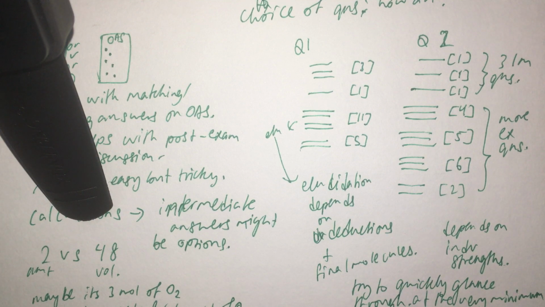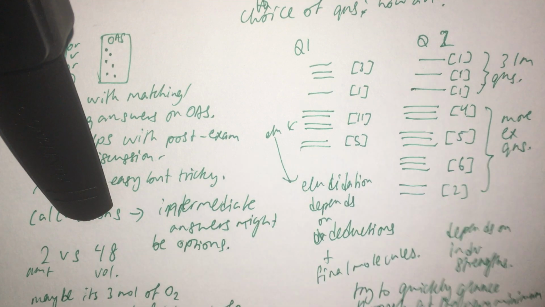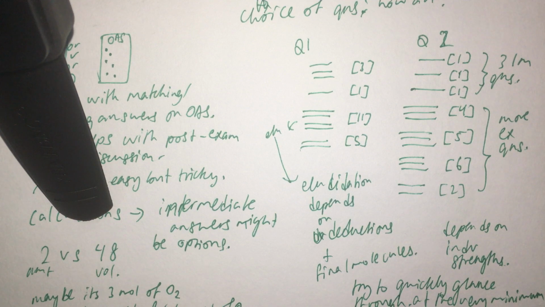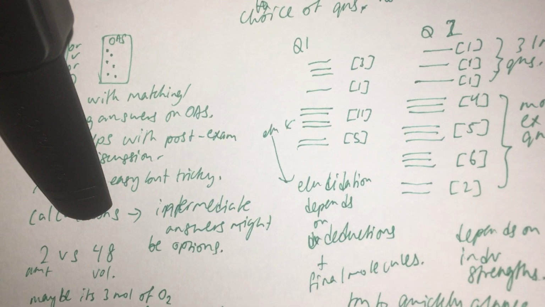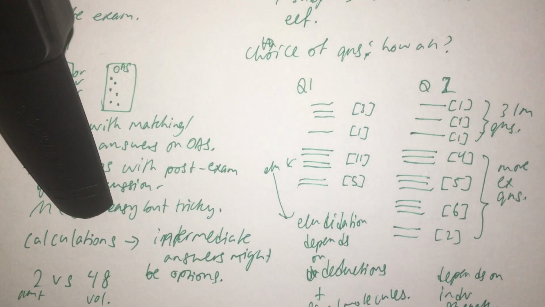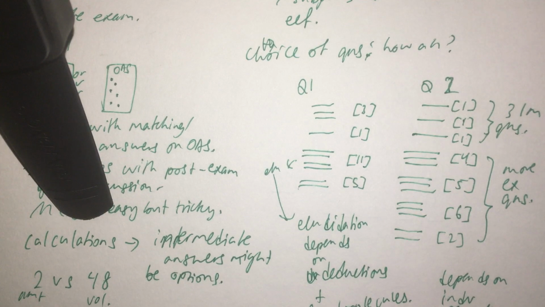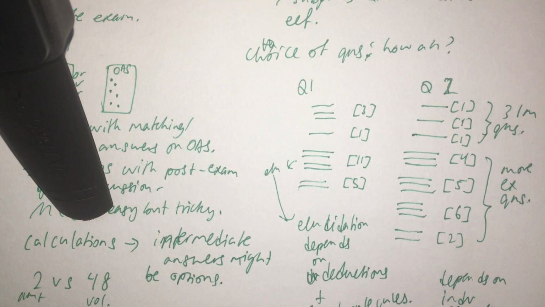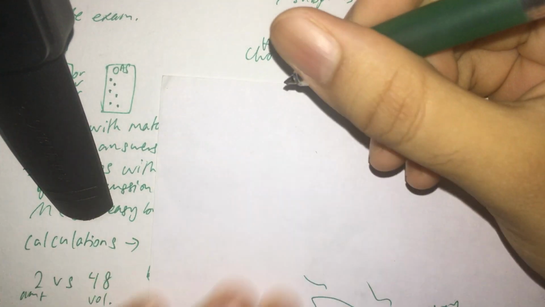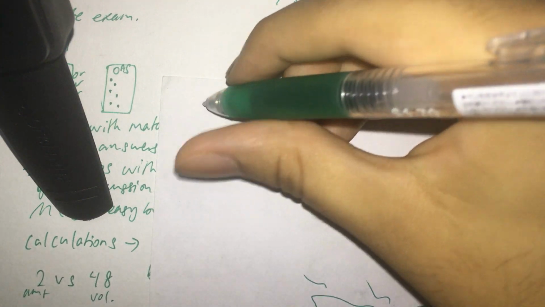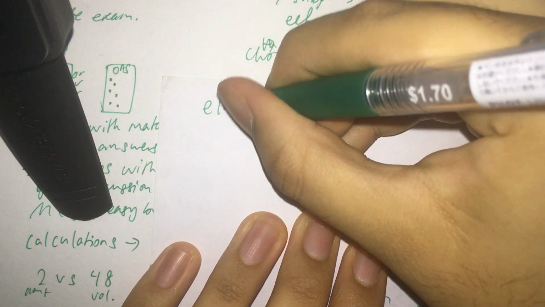So yeah, that is for paper 3. For elucidation, I might make a separate video on that, because that probably requires its own explanation on how to tackle it. But really, elucidation isn't as hard as you think it is. You can still get a decent number of marks from elucidation. So yeah, that's about it.